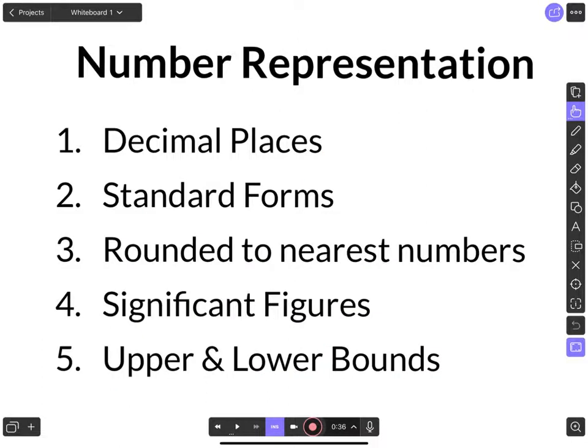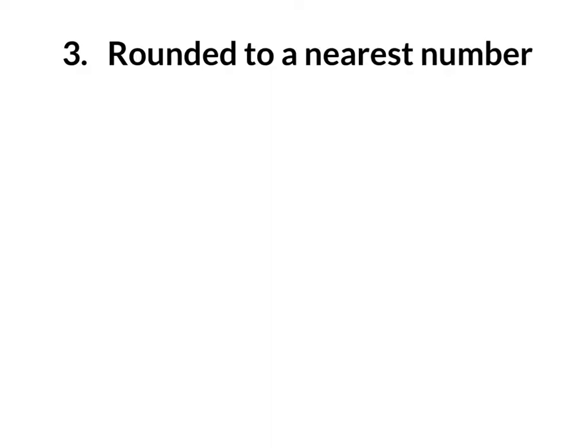Let's talk about the third type of number representation, which is rounded to a nearest number. Rounding to a nearest number is well explained on a number line. Here, the nearest number means the minimum measurable number on the number line. Let's understand this concept with some examples.